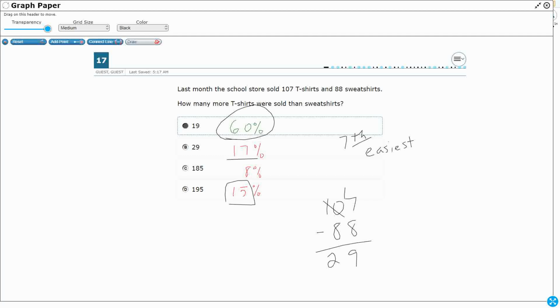But look at this 15%, and then we've got this 8%. Both of those come from adding. We had 107 and 88. So if you add it correctly, you get 195. And if you don't add that and regroup correctly, you get your 185, these two answers right here. So we had 23%, almost 1 out of every 4 students, not recognize this as a subtraction problem. How many more is always asking us to compare, which means we need to subtract.